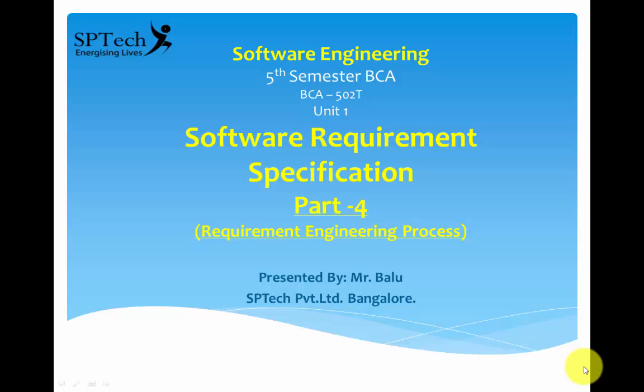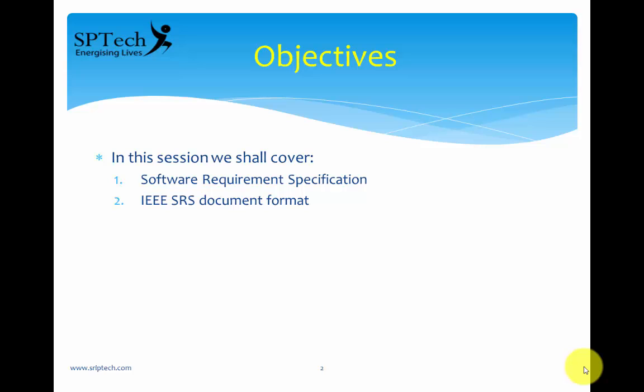Today we are going to talk about software requirement specification. This is part 4 of the requirement engineering process. I'll quickly take you to the session objectives. We are going to talk about what is software requirement specification, and also we are going to deal with the IEEE format of software requirement specification.